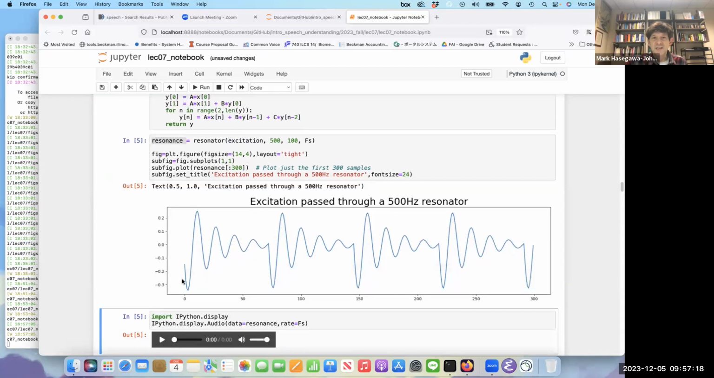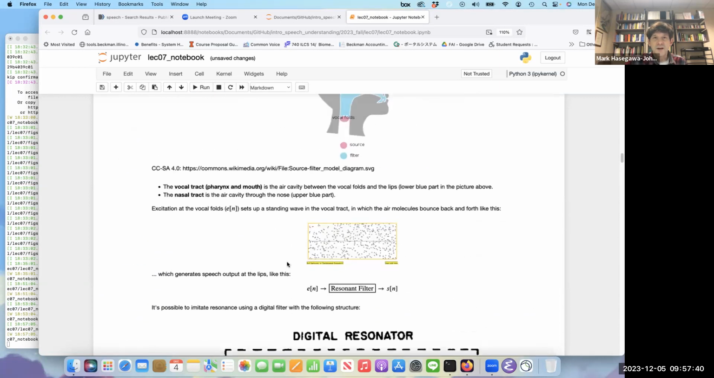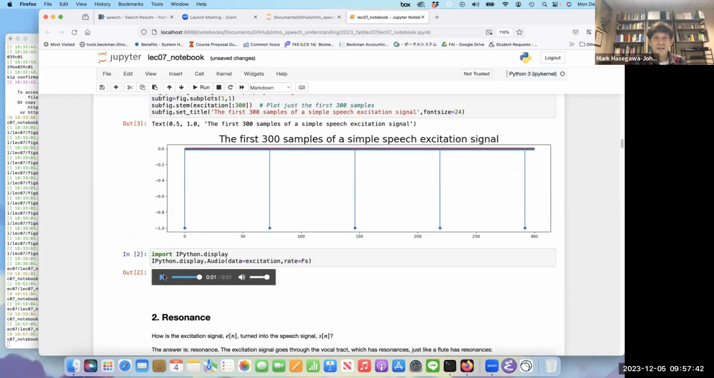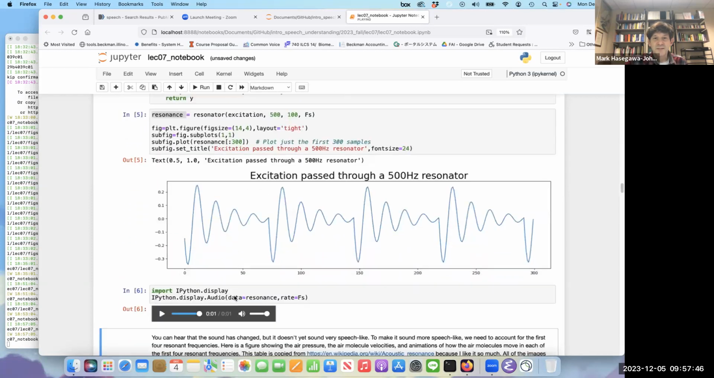You can see that this signal has a pitch period of 73 samples still, but now it also has this resonant ringing where it rings at about 500 hertz and decays away with a decay rate of about 100 hertz. And the sound then is something like this. So it's different, a little more speech-like, but it's still not very speech-like.